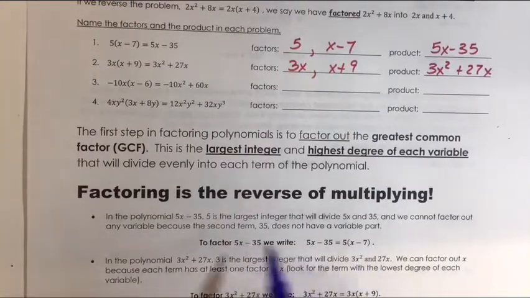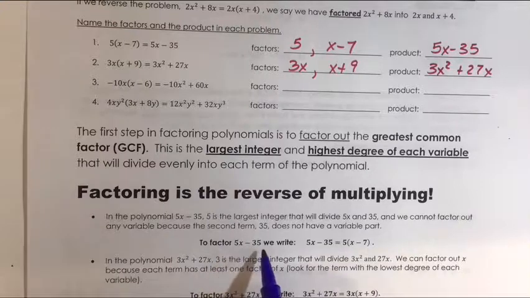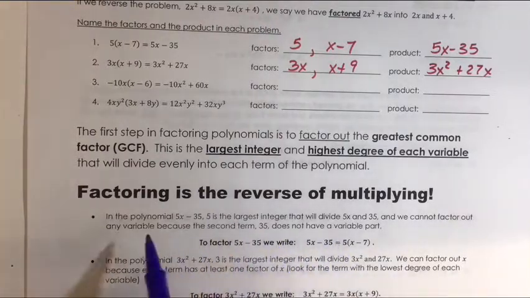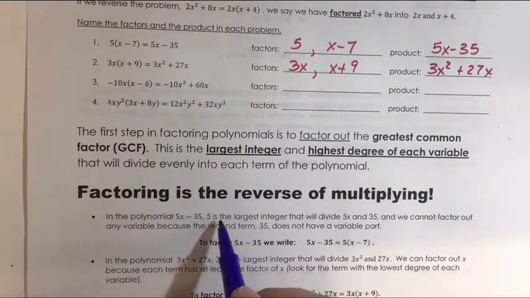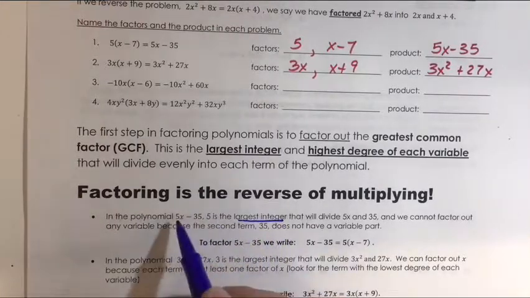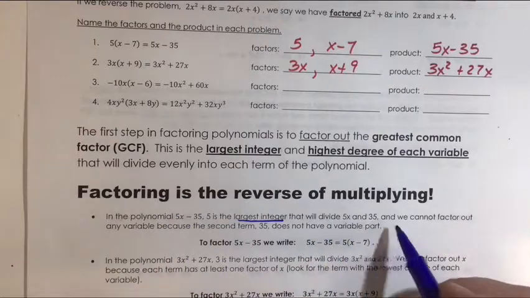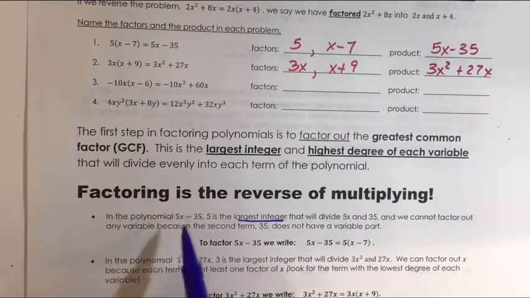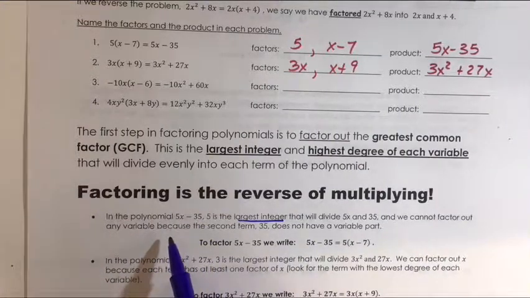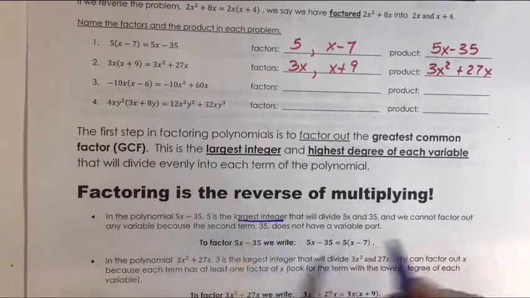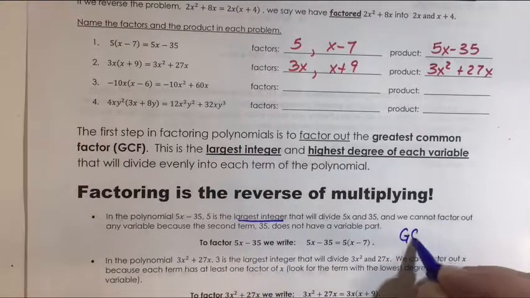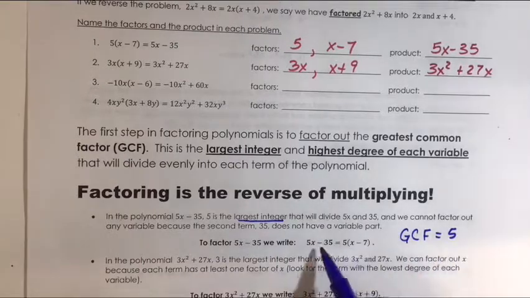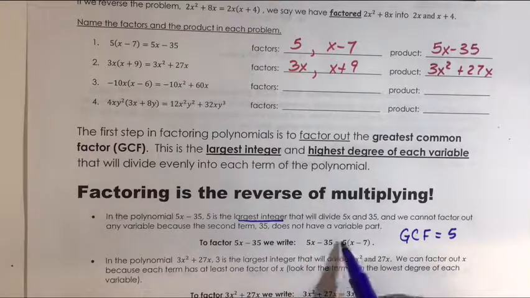And so I've kind of gone through an example here. To factor 5x minus 35, we need to recognize that in this polynomial, 5 is the largest integer that can evenly divide into 5x and 35. And you cannot factor out any variable because both terms don't have a variable. All right? So if 5 is our greatest common factor, GCF equals 5, we simply divide each of these by 5, moving it out to the front, kind of like reverse distributing.